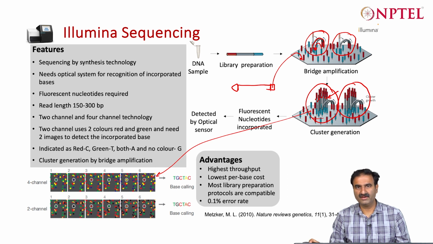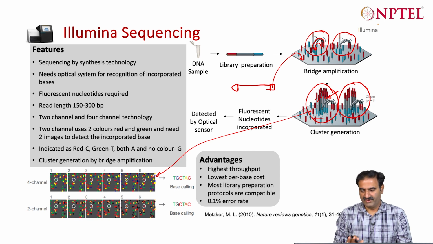So this is a massively parallel technology, with very low error rate but shorter reads, very cost effective, very cheap as compared to the other methods. So this is Illumina.